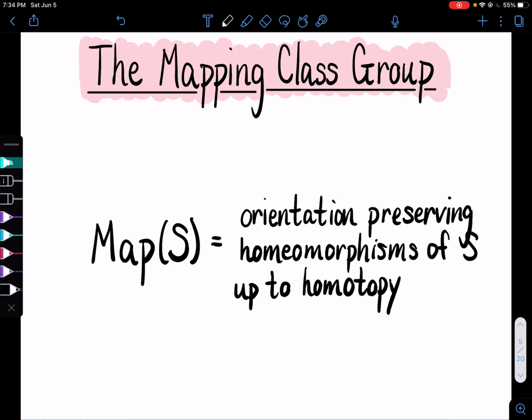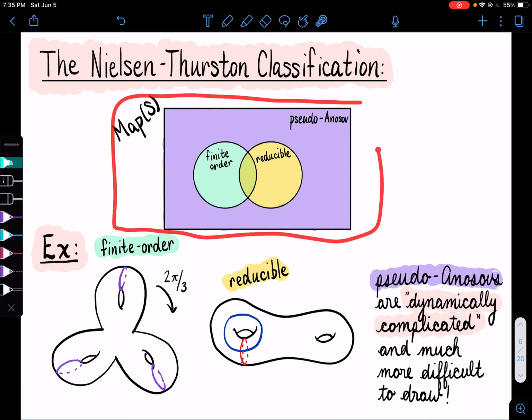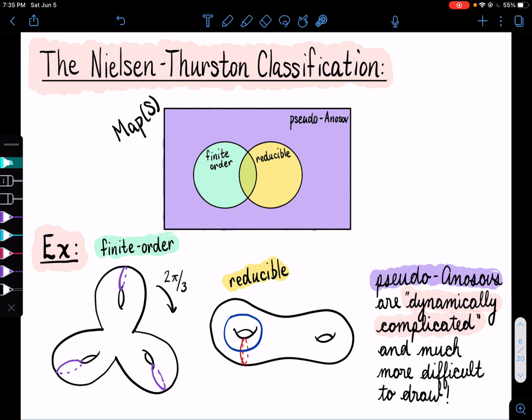And one of the ways that we're able to really get our hands into understanding what the mapping class looks like and use it to give us information about our surface is the following theorem called the Nielsen-Thurston classification. I've shown the Nielsen-Thurston classification here in this diagrammatic picture. What it does is classify the types of elements that we see appearing in the mapping class group. And it says that really there are three flavors.